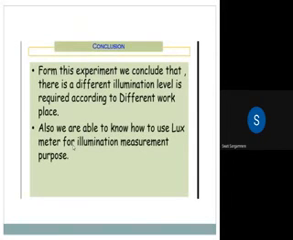So, the conclusion of this experiment: we conclude that a different illumination level is required according to the different workplace. Also, we are able to know how to use the lux meter for illumination measurement purposes.